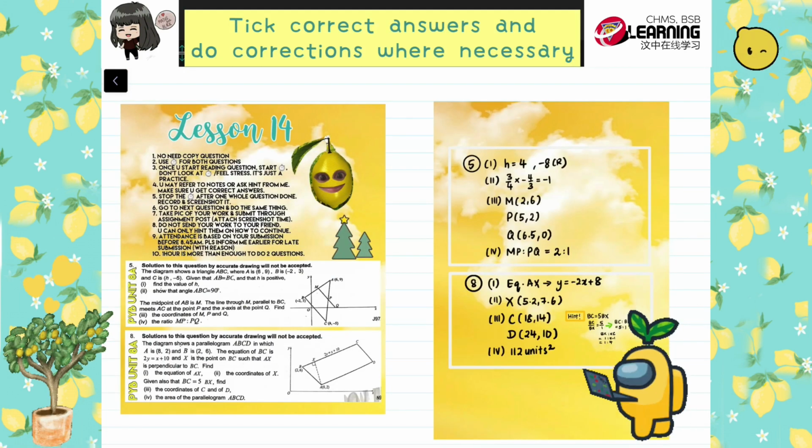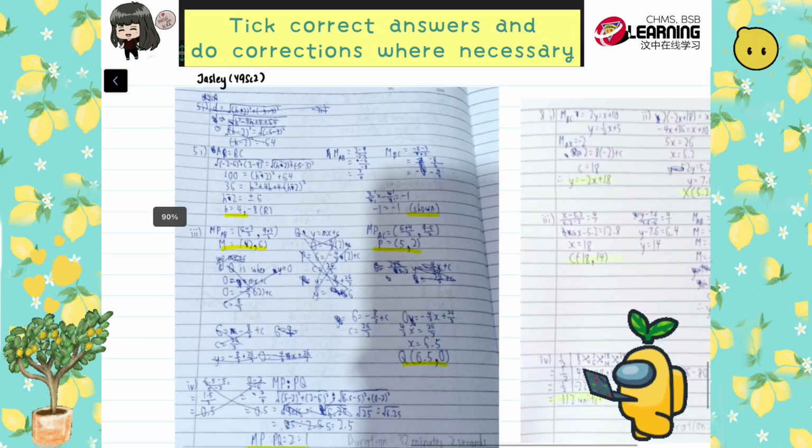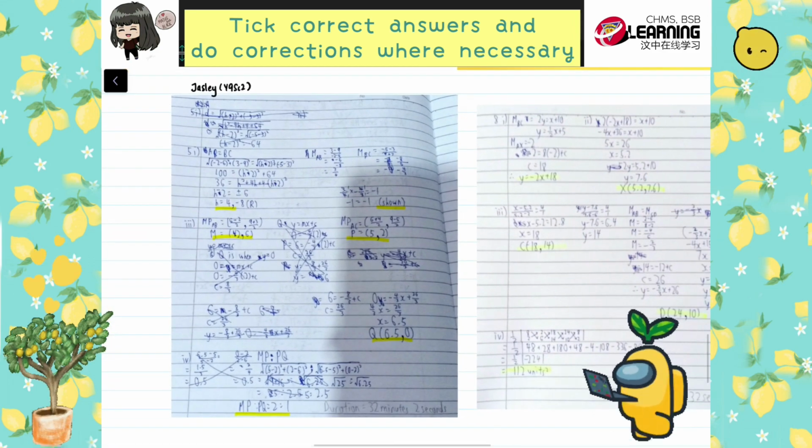So this was your previous homework in lesson 14. So I think a lot of you get the answers correctly. Okay? Maybe it's just a little bit of careless mistake. Okay? So let's check in detail your working. Okay, I'll be marking Jeslie from Year 9 Science 2.